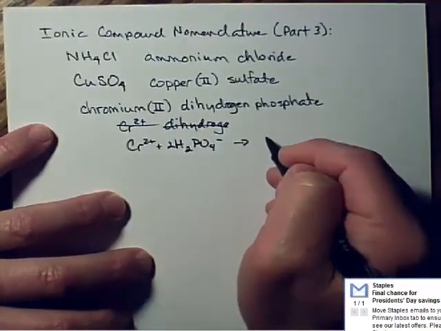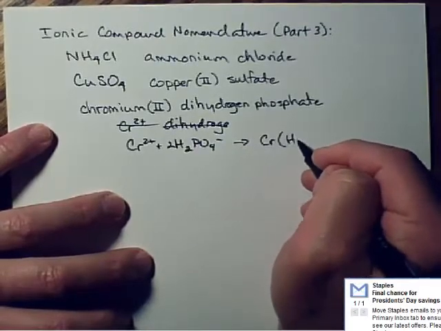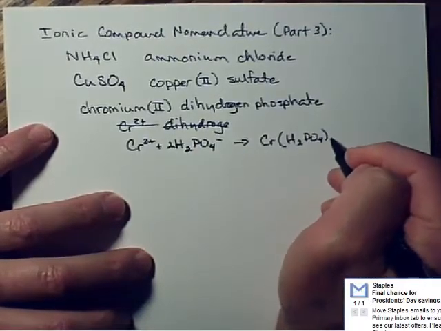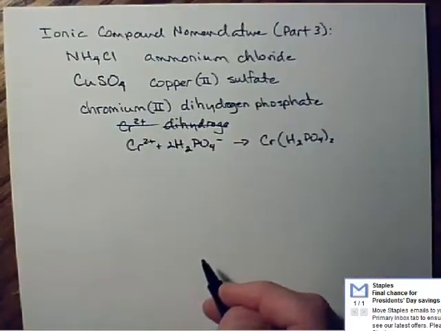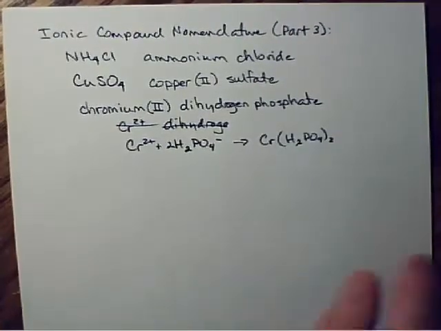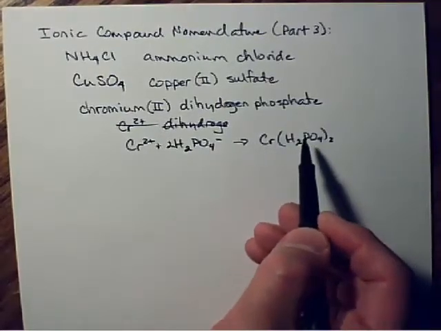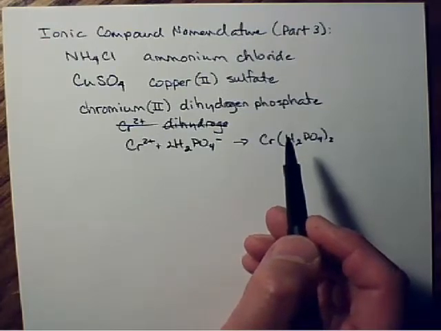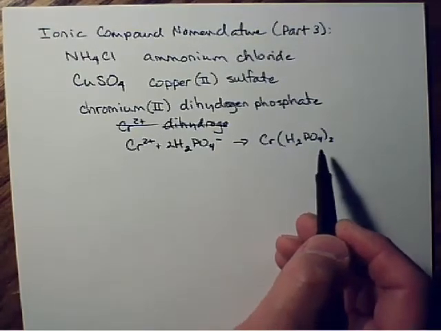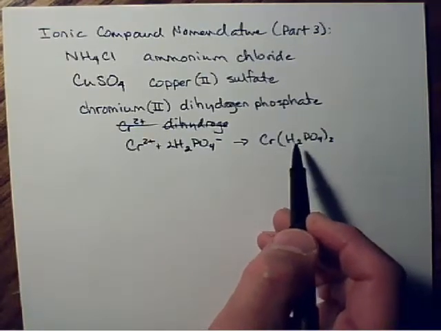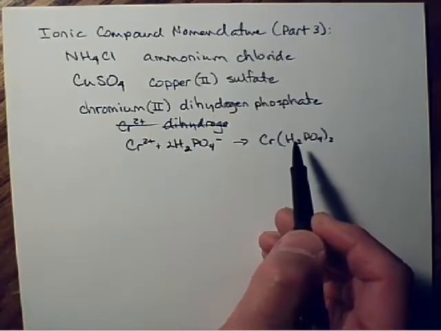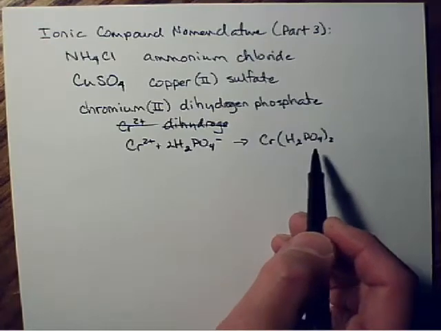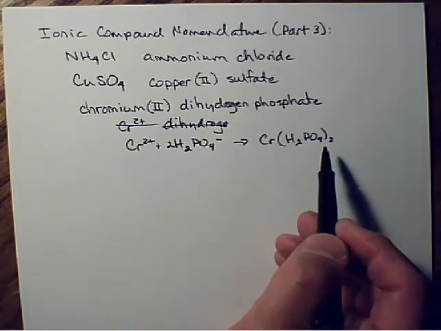So I'm going to write that like this. Chromium, H2PO4 subscript 2. All right, anytime you have more than 1 polyatomic ion, you have to put the polyatomic ion in parentheses and the subscript after. If you only have 1 polyatomic ion, do not put it in parentheses. Okay? It's only when you have more than 1 polyatomic ion that you put it in parentheses and then put the subscript number afterwards to designate the number of polyatomic ions you have in the formula.